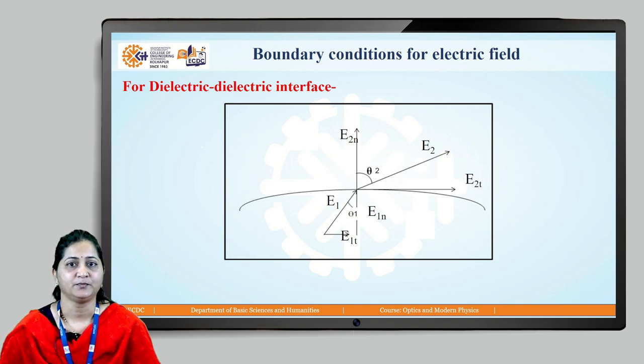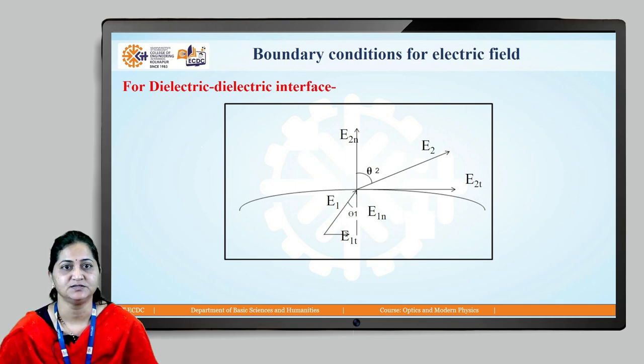When the electromagnetic wave propagates from medium 1 to medium 2, the electric field in medium 1 is denoted by E1, as you can see in the diagram, and the electric field in medium 2 is denoted by E2. We have not considered normal incidence, but we have considered that this electric field is inclined to this particular interface. We have also shown the angles made by the electric field in the first medium and second medium as theta 1 and theta 2 respectively.